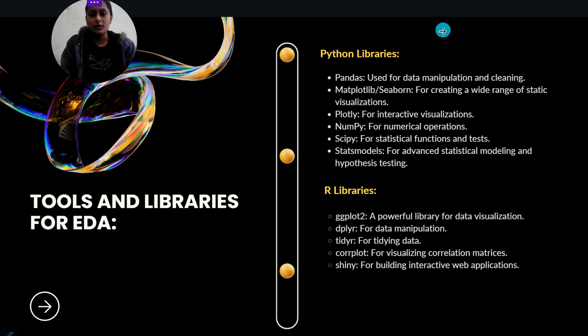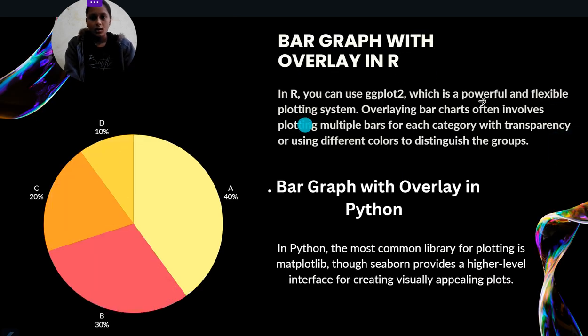First is pandas, used for data manipulation and cleaning. Second is matplotlib for creating a wide range of static visualizations. Third is plotly for interactive visualizations. Fourth is numpy for numerical operations. And fifth is scipy for statistical functions or tests. Last but not the least, statsmodels for advanced statistical modeling and hypothesis testing.